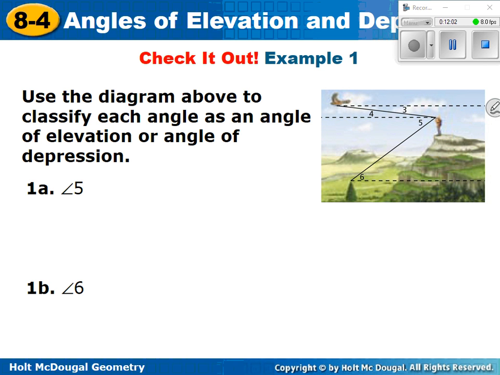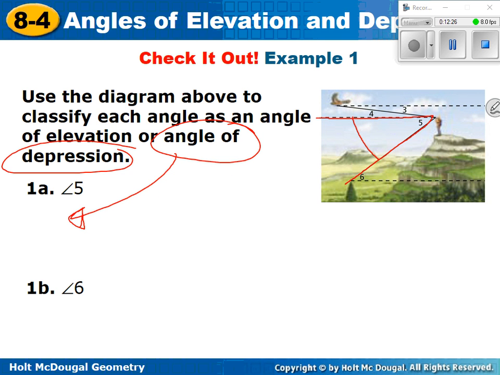All right, Corbin, angle 5, elevation or depression? Angle of depression. Again, if you're looking at that and you're not sure, draw your horizontal line and then draw the other line that makes the angle. Did you go down from the horizontal or did you go up from the horizontal? And you went down. So this is an angle of depression.